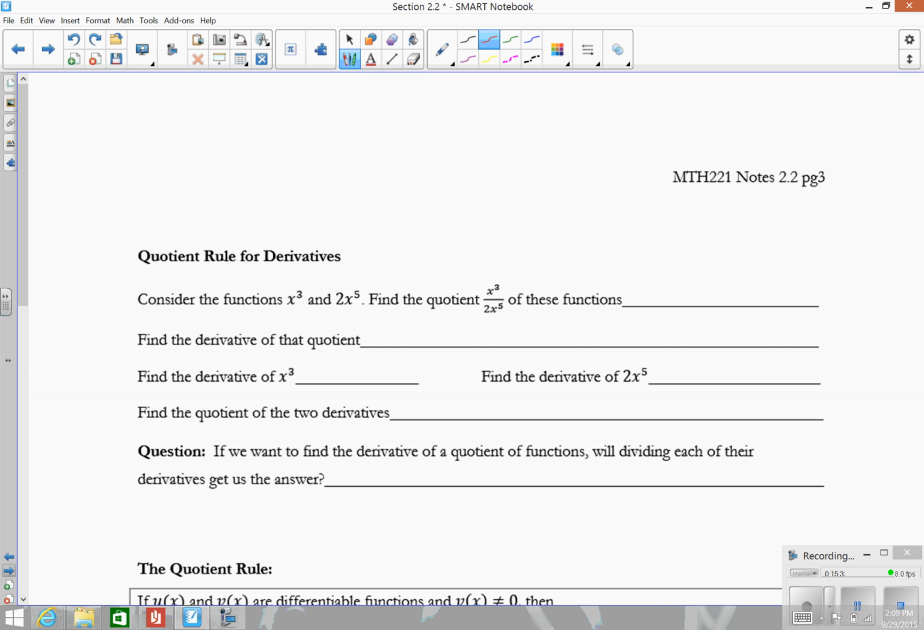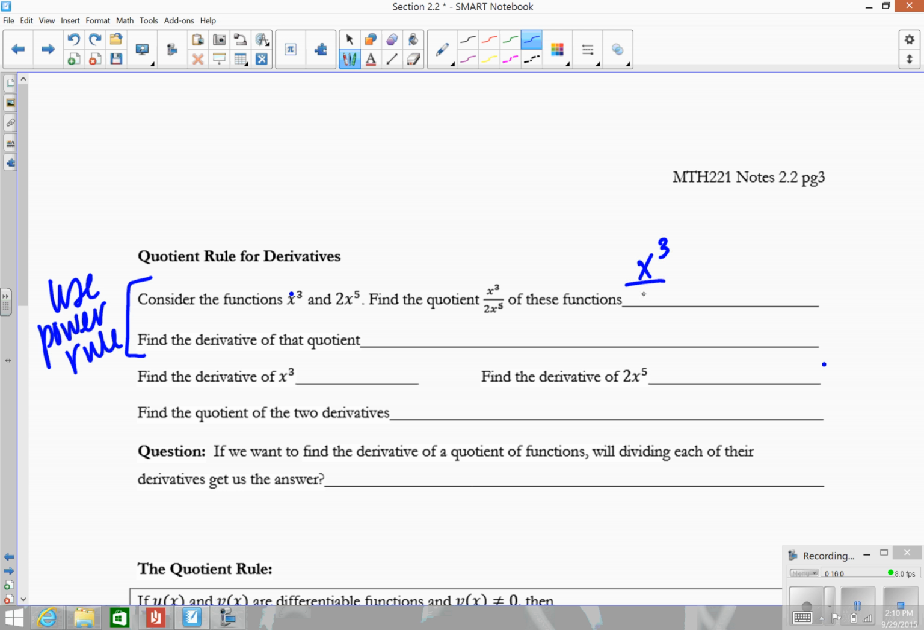So the next thing we want to talk about is the quotient rule. So quotient rule means when we're dividing. So we're going to look at basically taking two functions as a quotient and applying the power rule to see what we get, and then see if we can just go ahead and take the derivative of each part and divide it, see if we get the same answer. So the first part here, I'm going to use the power rule.